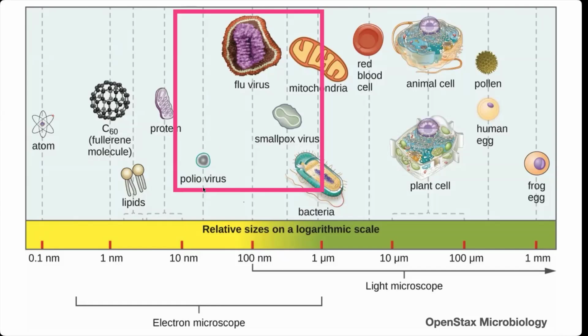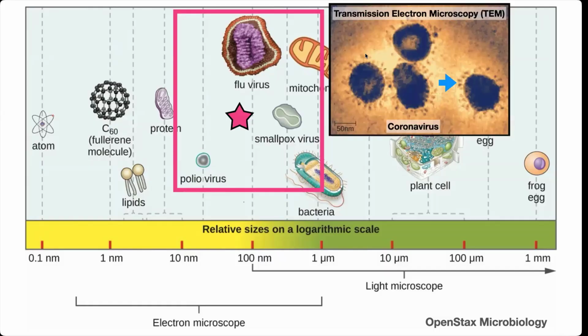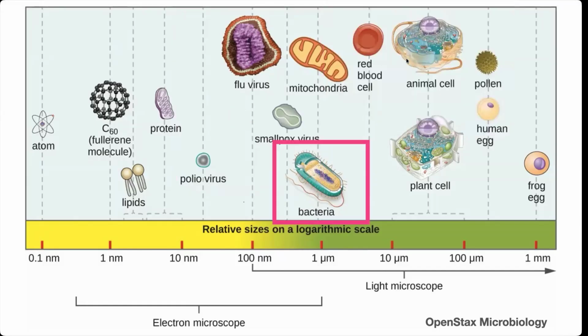Neither one of those can be observed using a light microscope, but then we start making it into the larger sizes that can be observed by a light microscope, like our smallpox virus. And then of more recent news, we have the coronavirus, which is named because of the presence of these cell surface proteins that make it look like the corona of a sun. And so that was something that I thought was really neat. And then we have bacteria, which are a little bit larger.